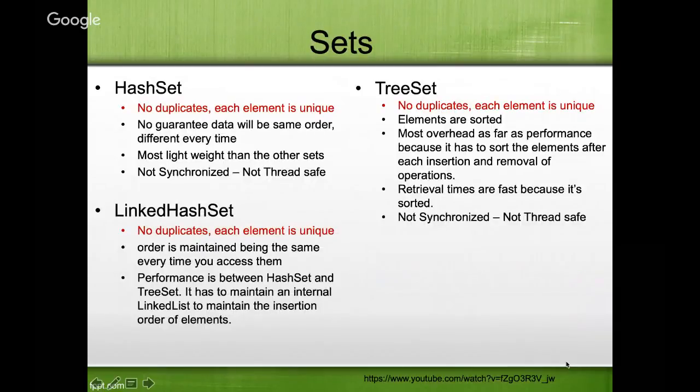So sets, a hash set. All sets can't handle having duplicates. None of them can have duplicates. It's just part of being a set. The hash set has no guarantee the data will come out in the same order. So each time that you access it, it can come out in a different order, printing it out or whatever. So there's no guarantee there.